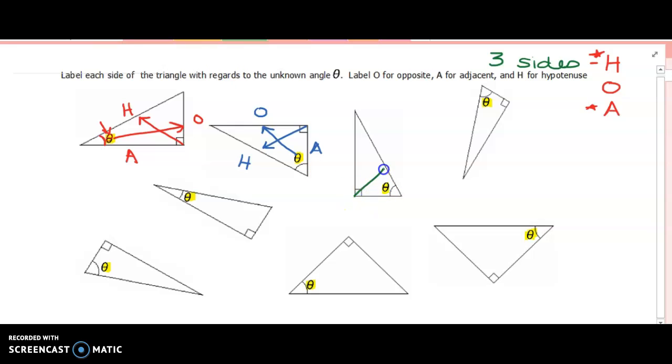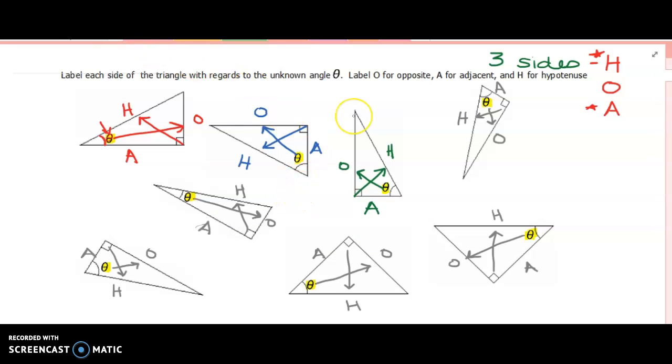I'm going to do one more with you. Opposite of the right angle is always my hypotenuse. Opposite of my theta is my O. The one left over is my A, adjacent. Okay, so I want you to go ahead and do 1, 2, 3, 4, 5. These last 5 on your own just to make sure you get the hang of it, and then we'll go over it. All right, so go ahead and take a look, and this is what you should have gotten for the rest.